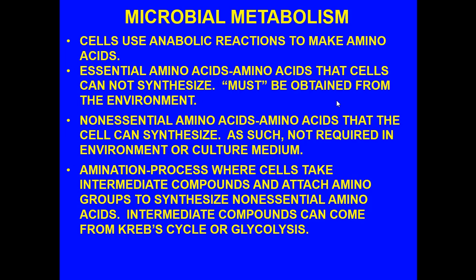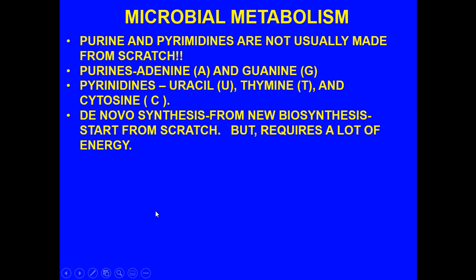Now, amination is a process where the cells take intermediate compounds and attach an amino group, so that you can synthesize the non-essential amino acids. Intermediate compounds can come from either the Krebs cycle or glycolysis.